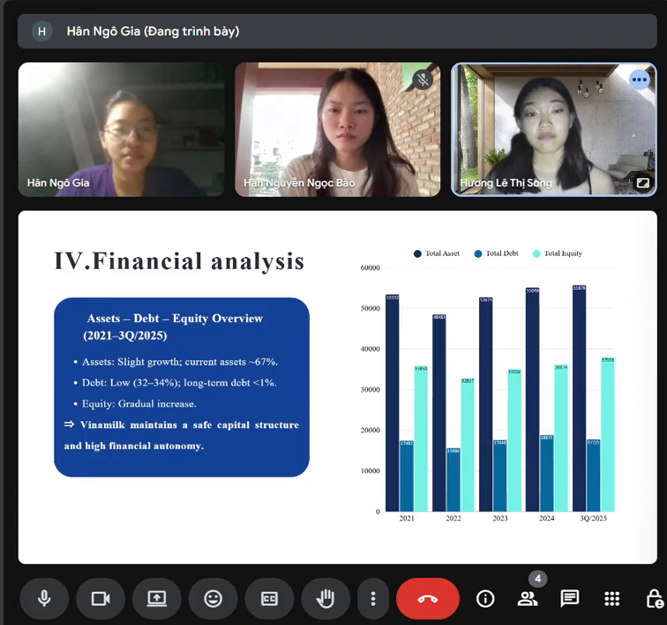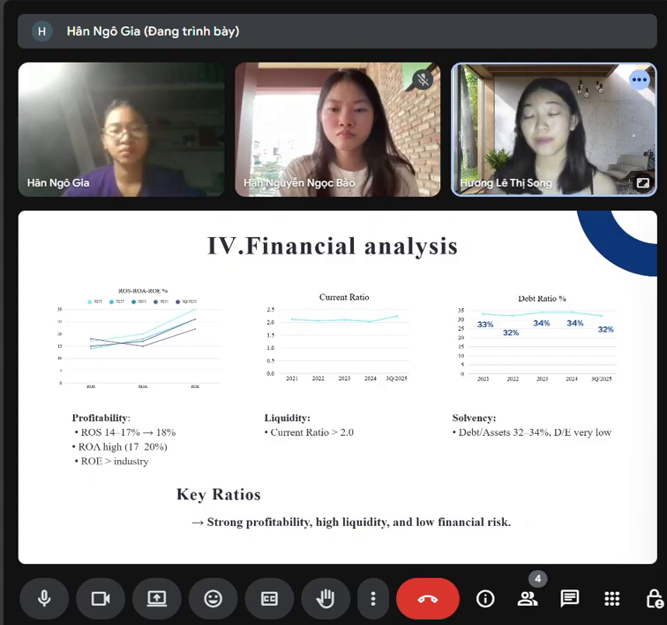That's overall. You can see on the slide the capital structure is stable and the level of financial independence is high. Next slide, key ratios.